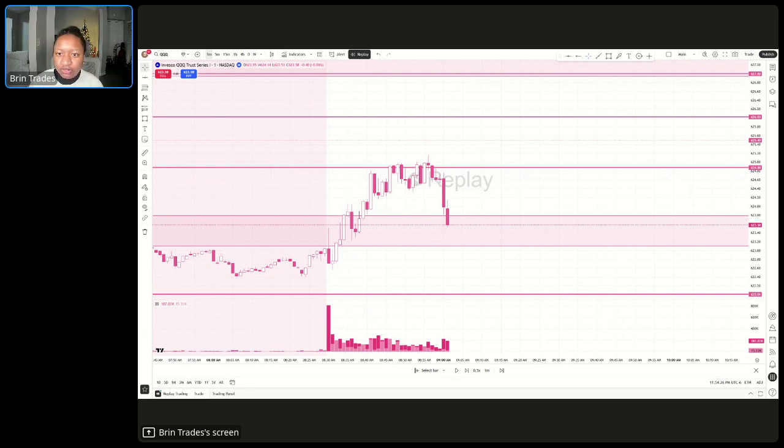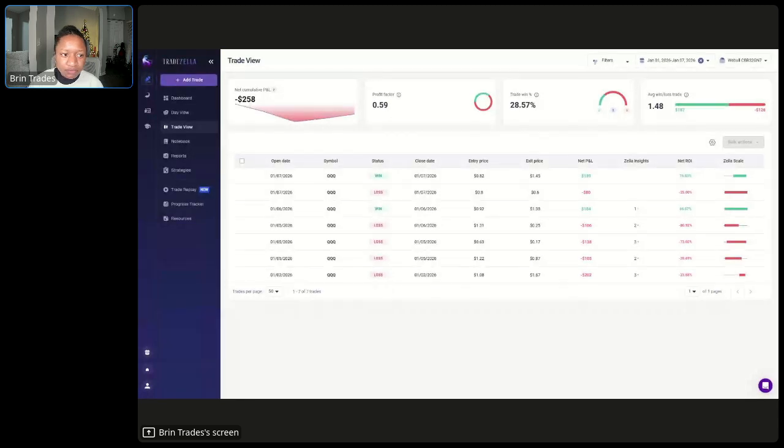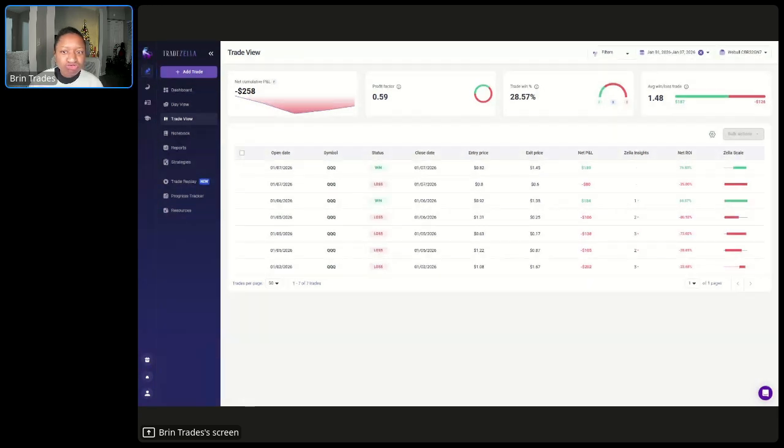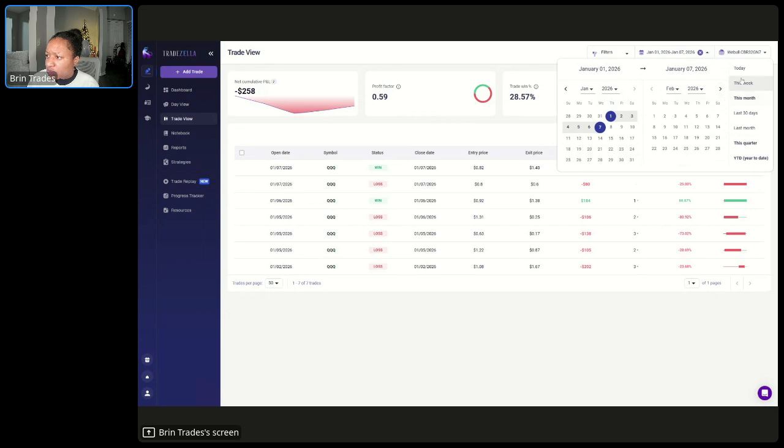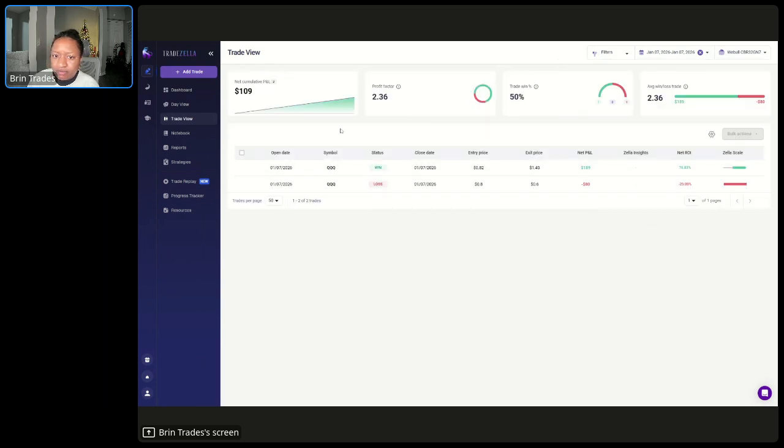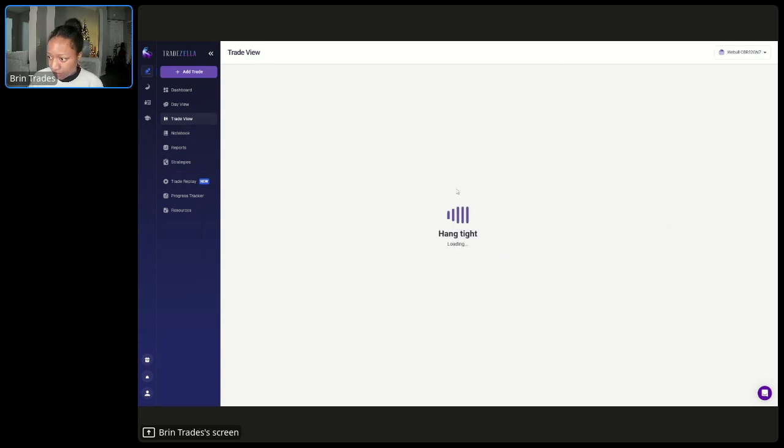Let me share this tab. So, this one, all right. Let me cancel this one out. Give me a minute. All right. So, these are the two trades that I took today. Let me switch this to today. Okay. Yes, I ended green today, but this is the first loss that we took.